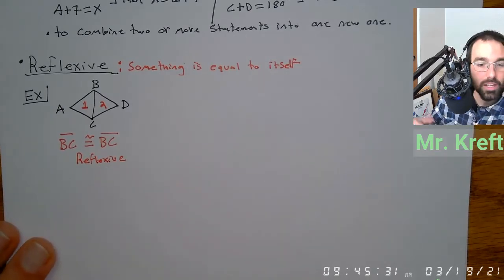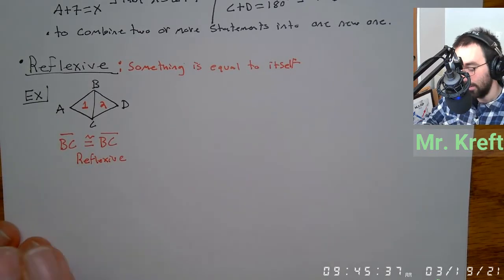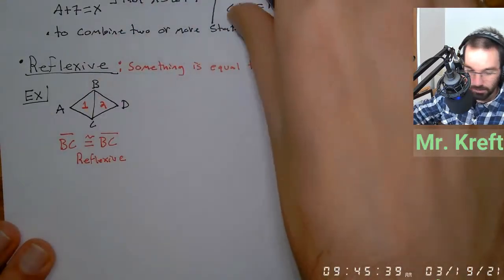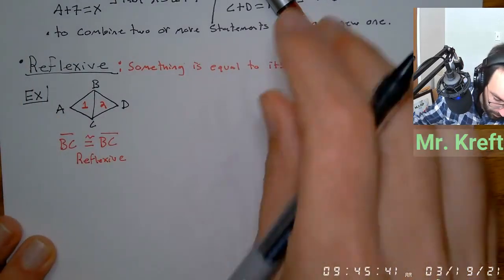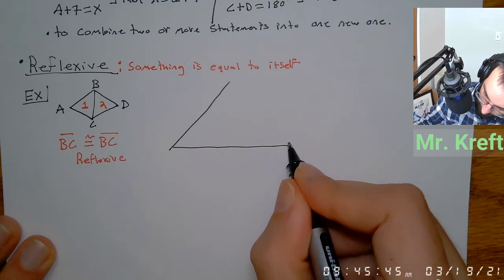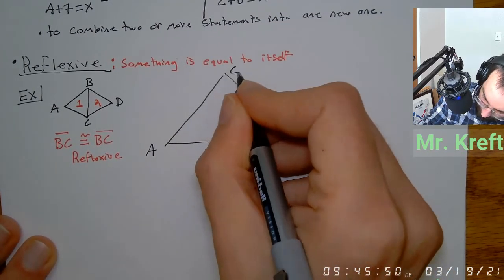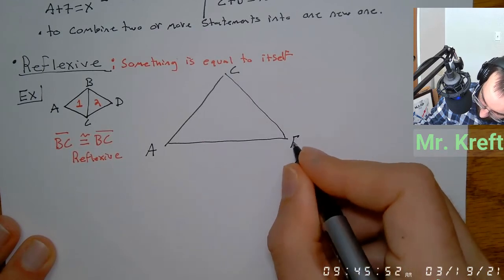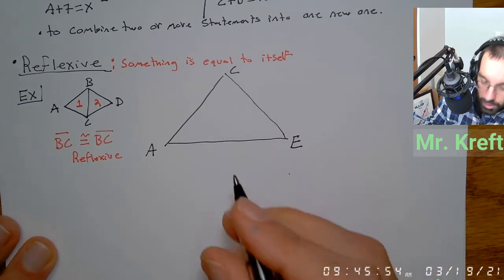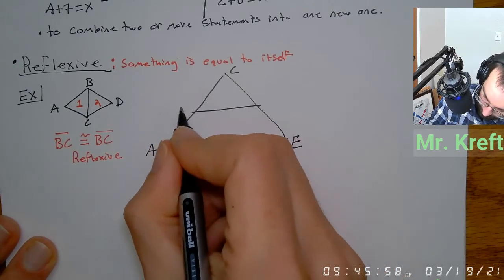Okay, so that's a way that we're going to be reusing the reflexive property a lot. You really want to have this in your notes because that's super important. This shows up a lot. The other example of this is if you have a big triangle. So let's say we have triangle ACE. You put another triangle on top of it, but it's smaller.